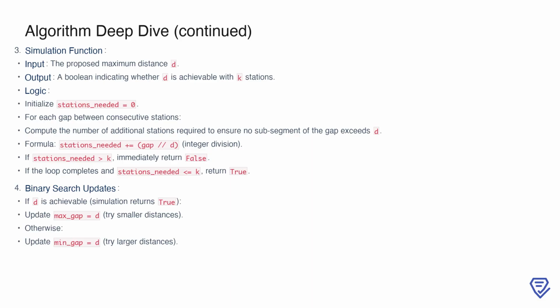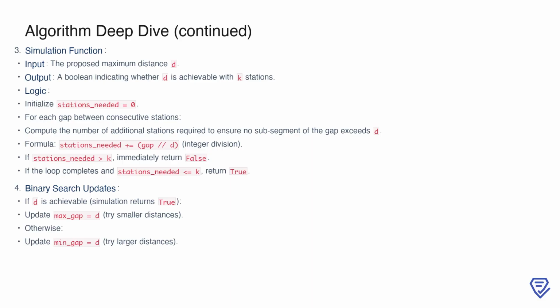Then, for each gap between consecutive stations, we calculate how many additional stations would be required to ensure that no segment of the gap exceeds the proposed distance d. This is done using the formula stations_needed += gap // d, which performs integer division. If at any point stations_needed exceeds k, we return false immediately. Otherwise, if the loop completes and stations_needed stays within the limit of k, we return true.